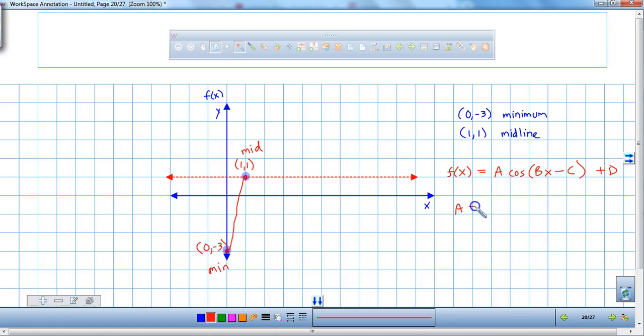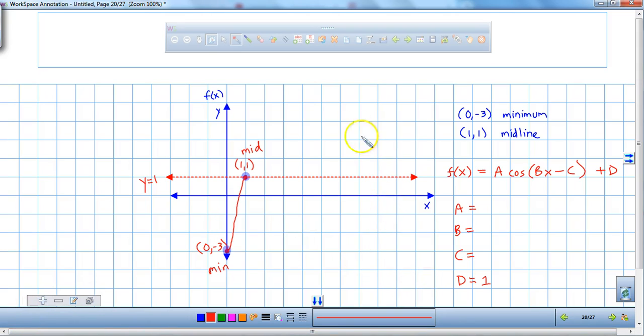All right. Now I know I'm going to have a negative a value, but then we'll find our b value, we'll find our c value, and the easiest one is to find your d value. The d value is always the y value of the midline. So we know our d value is the number 1 because this line right here, the midline, is y equals 1. Okay?